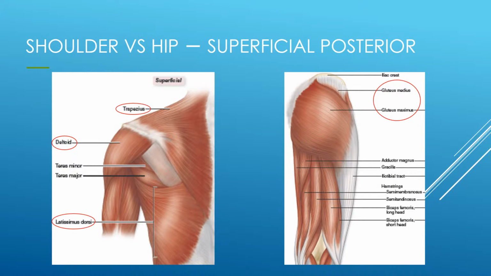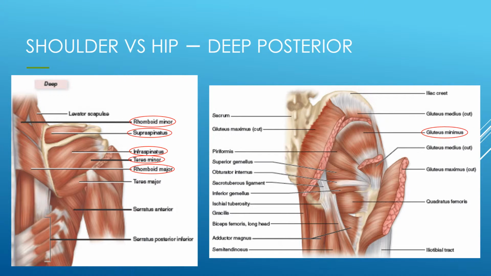Posteriorly, both the upper and lower limbs have large, powerful muscles. A major difference is that the muscles of the upper body cover a greater lateral area than those of the lower body. The deep posterior muscles of the pectoral girdle contribute to a full range of movement at the shoulder. The deep posterior muscles of the pelvic girdle only control medial and lateral rotation.